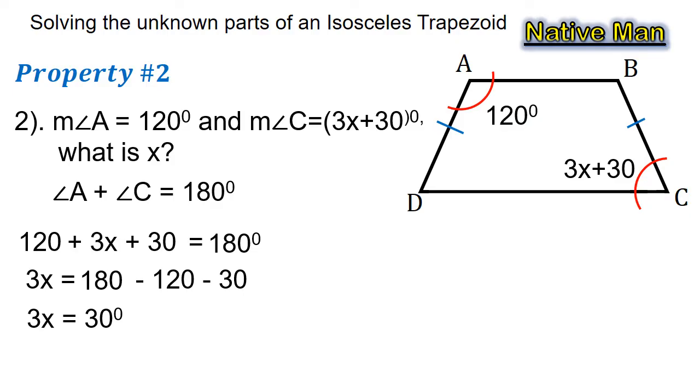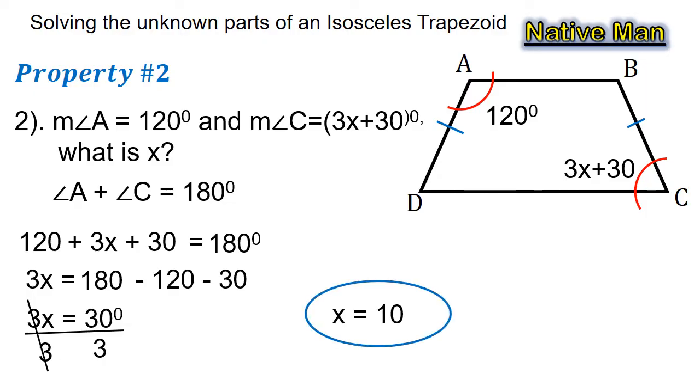Ang hinahanap po natin ay yung value ng x. May kasama pong 3, yung x doon sa ating equation. Divide both sides by 3. Okay? So, divide by 3. So, cancel lang po natin yung 3. Ang matitira po sa left side is x is equal to 30 divided by 3 is equal to 10. So, x is equal to 10.